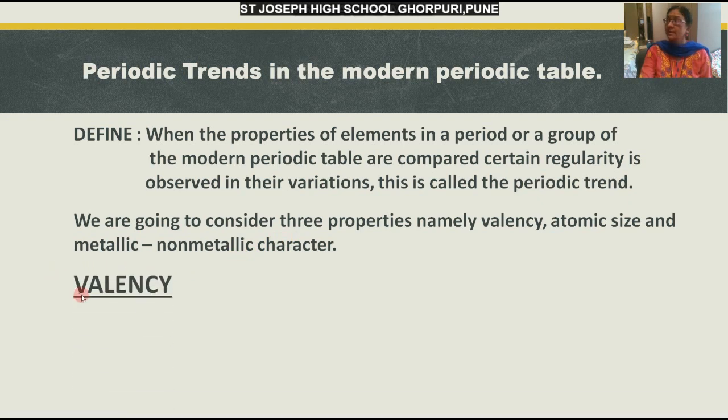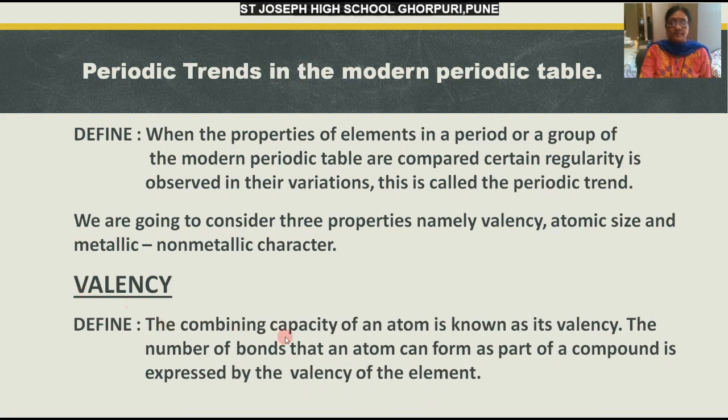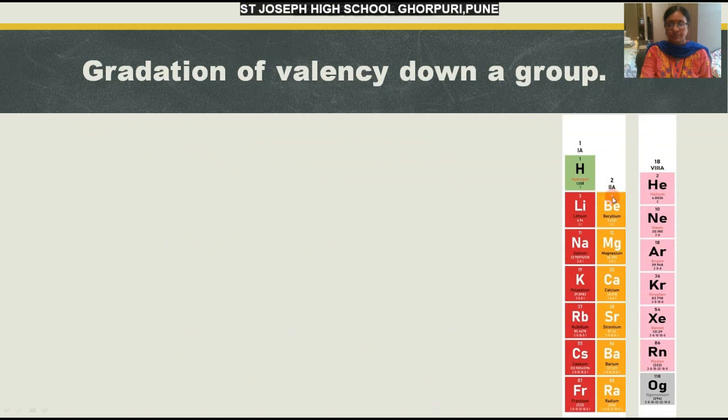The first one is valency. The combining capacity of an atom is known as its valency. The number of bonds that an atom can form as a part of a compound is expressed by the valency of the element. For example, if we take the gradation of valency down a group, let's see group number 1, 2 and 18. The valency down a group remains the same.